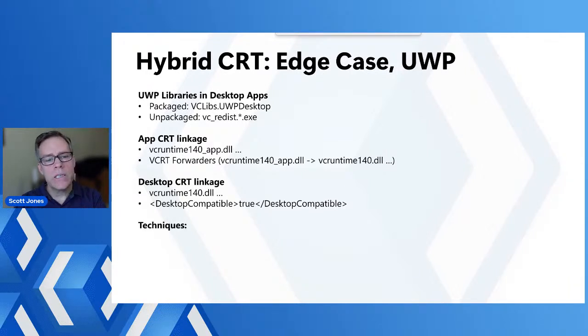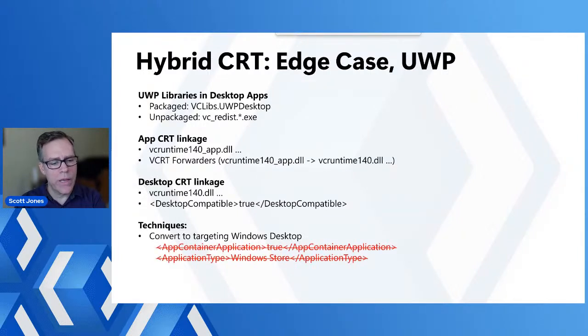I should say that in either one of these cases, if you try to adopt hybrid CRT, you'll end up with a build warning that says that static C runtime is not permitted for universal Windows libraries. And so there are 2 techniques that we can use to resolve that. One is to just switch it over. If you're using this DLL solely in a desktop app, in a Windows App SDK app, then there's no need to target UWP anymore. You can just remove the project properties that specify that. That's probably the simplest way to do it.